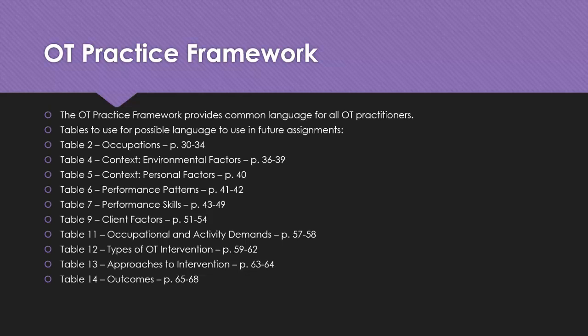Table 9, you're going to see information on client factors. Table 11, occupational and activity demands. Table 12, types of OT intervention. Table 13, approaches to intervention. And Table 14, outcomes. So when you guys are doing a case study, for example, and you're talking about some of the deficit areas or areas of strength that that particular case study is dealing with, this would be good information for you to utilize the verbiage in your assignment.